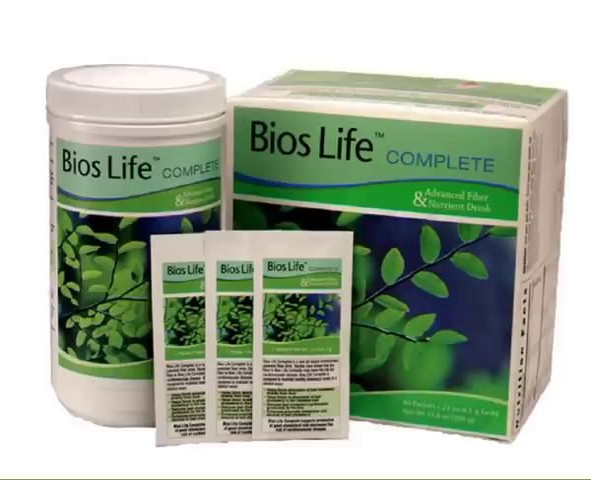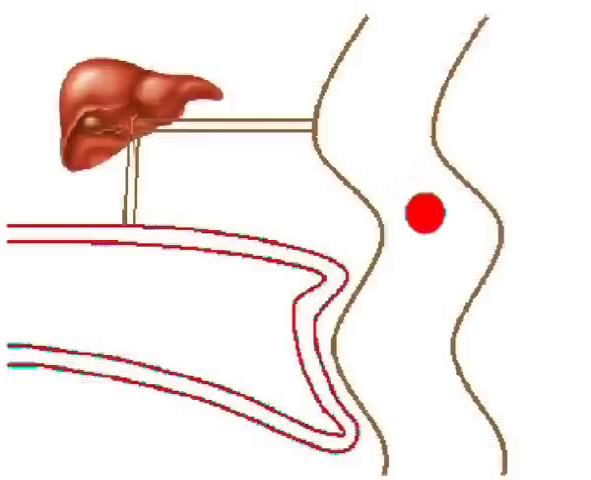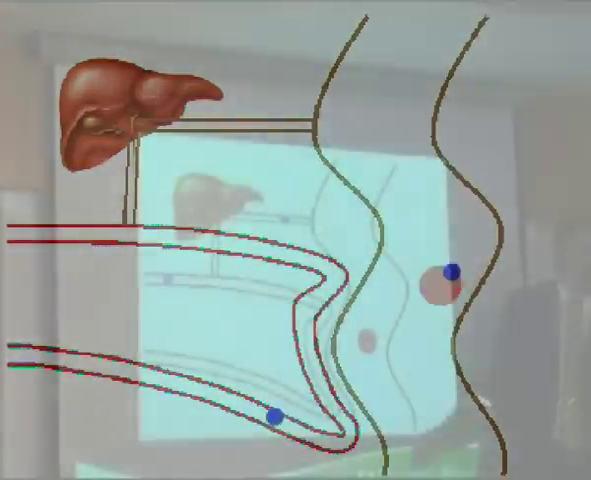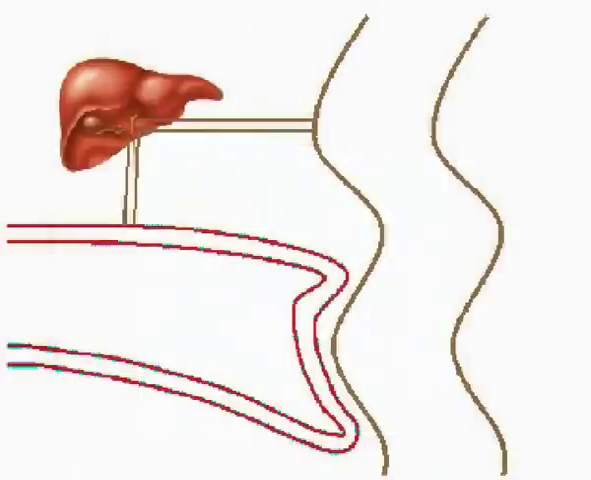Here you see how it works. This is the intestinal tract. And this is the blood. Those are the three main components when it comes to regulating cholesterol through soluble fiber. This ball represents fat from our diet. Now fat has to be digested in our intestinal tract.